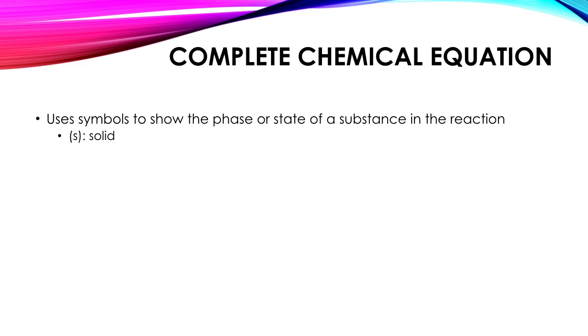You will see four symbols that we use. The first one is an S in parentheses, and that stands for solid. We have L in parentheses, that stands for liquid. We have G in parentheses that stands for gas. And the last one, you guys have seen on some of the naming quizzes, and I've briefly talked about it, is the symbol AQ, and that stands for aqueous, meaning that it's been dissolved in water.